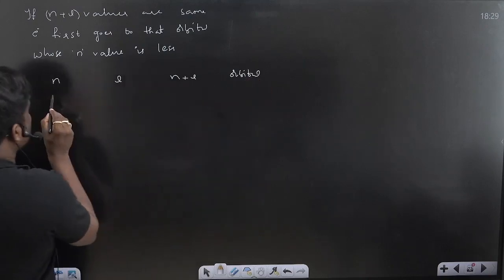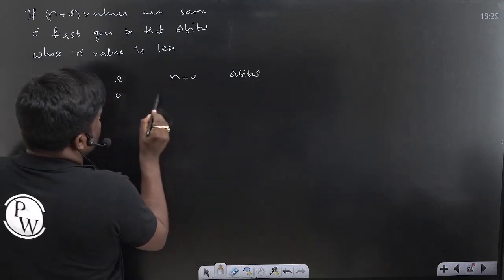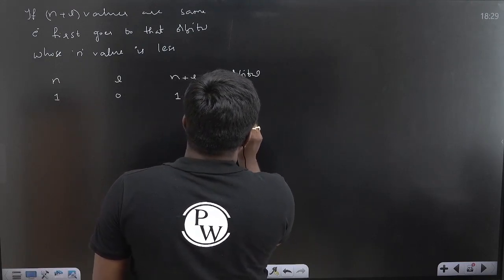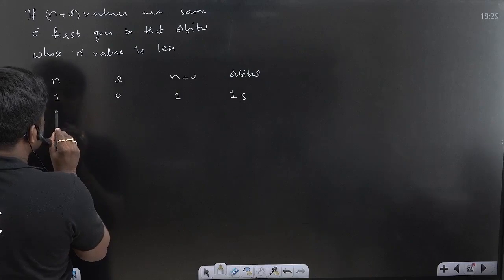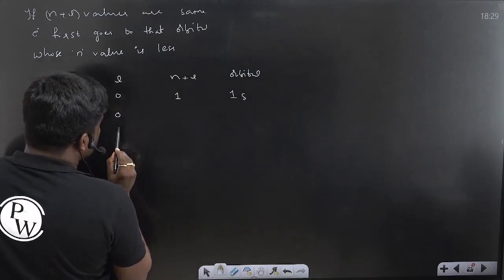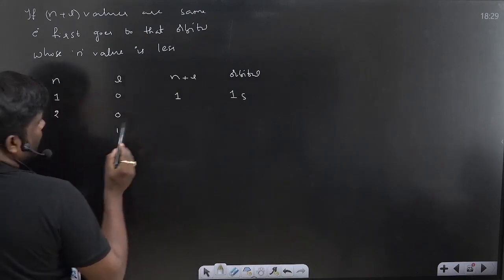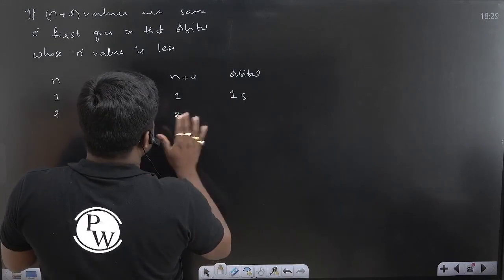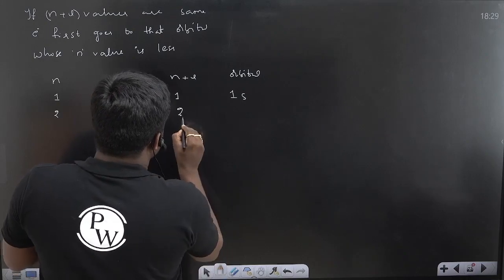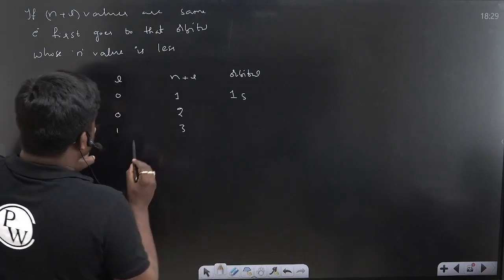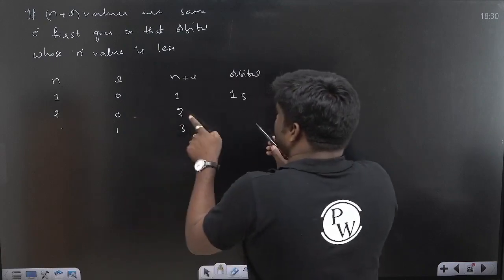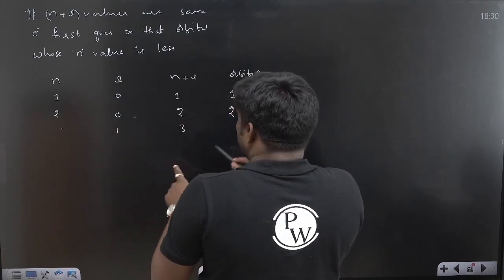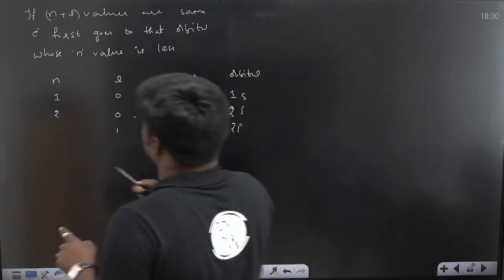If your n value is 1, l value 0, n plus l value is also 1, and that is 1s. If your n value is 2, l value will be 0, l value will be 1. L value 0 means total n plus l value is how much? 2. Here n plus l value is 3. So n value 2, l value 0 means that is 2s orbital. N value 2, l value 1 means 2p orbital. Okay.